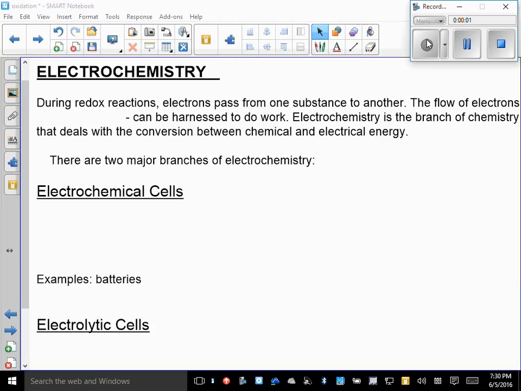So you should have your notes out in front of you. We're going to talk about electrochemistry. During a redox reaction, electrons pass from one substance to another. The flow of electrons is called electric current.